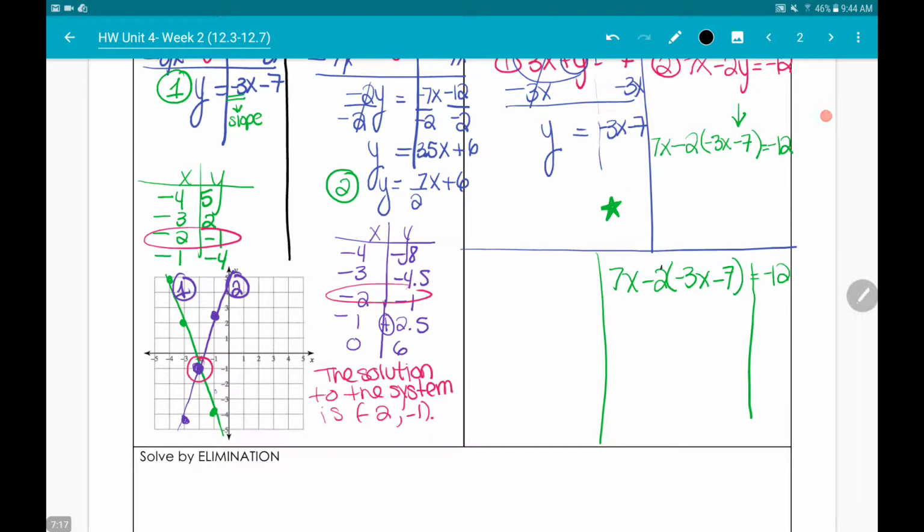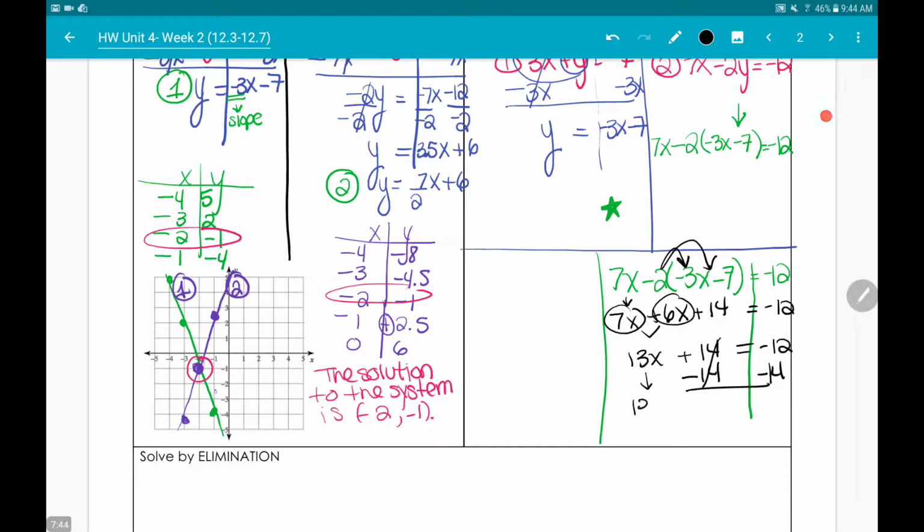All right, let's solve. So I have to do distributive property first. Bring it down. Combine my like terms. All right, now inverse. Okay, now what do we do with that?